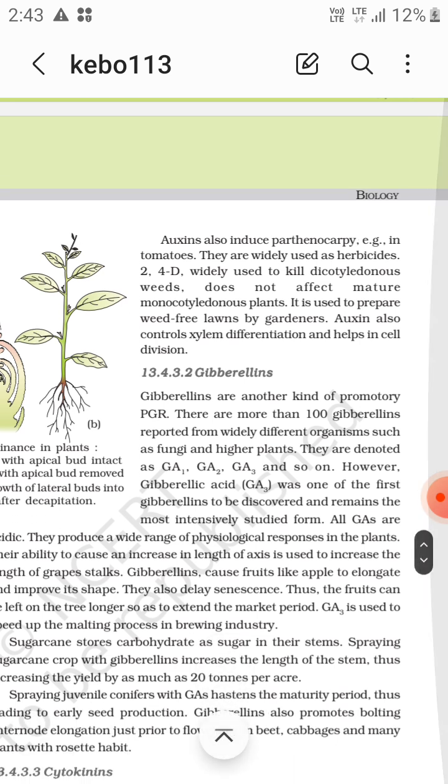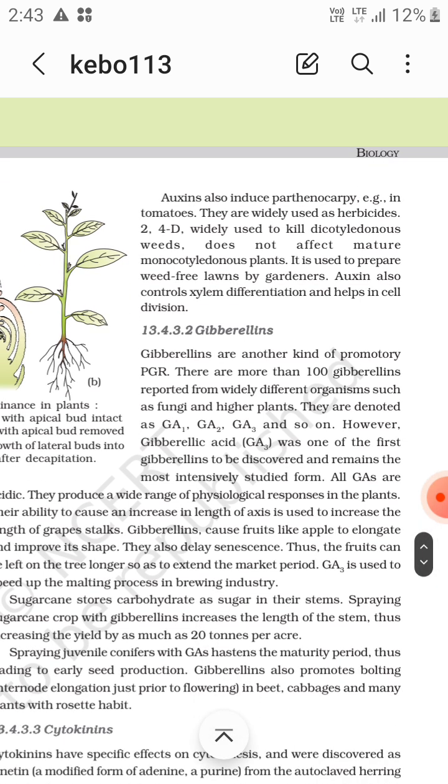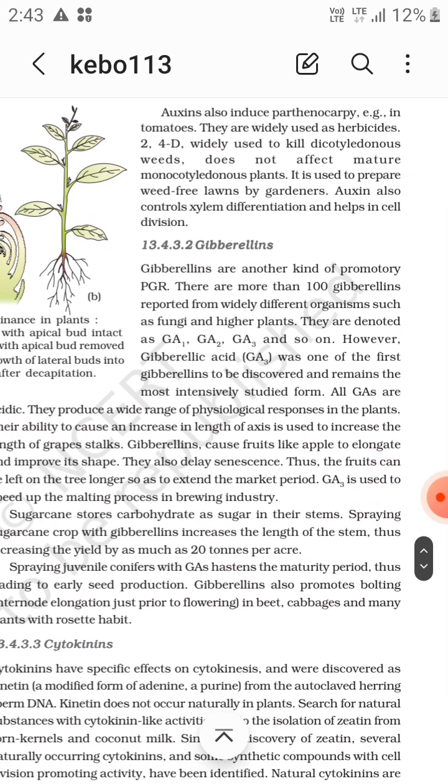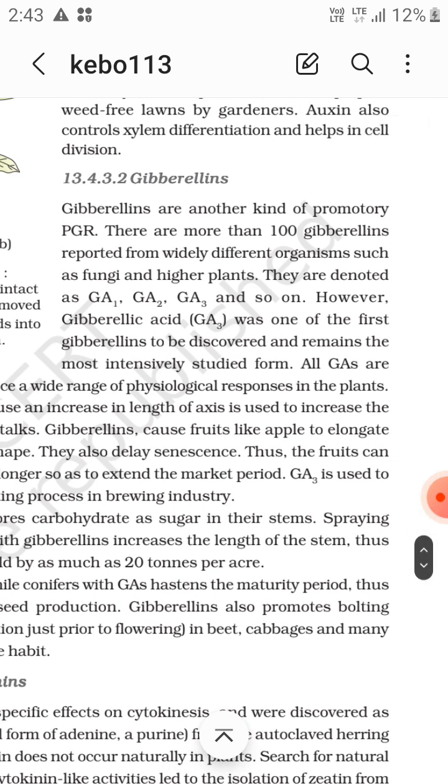Now auxin also controls xylem differentiation and helps in cell division. Now gibberellins. Now what are the gibberellins?